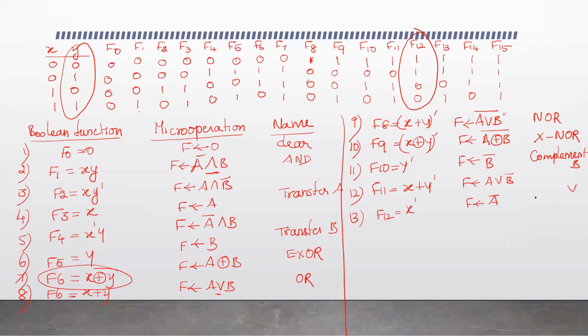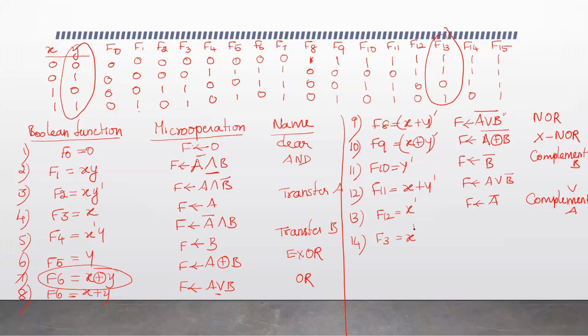And the function used, the name of the function, is complement A, register A. And the next operation is F13. F13 is 1101.